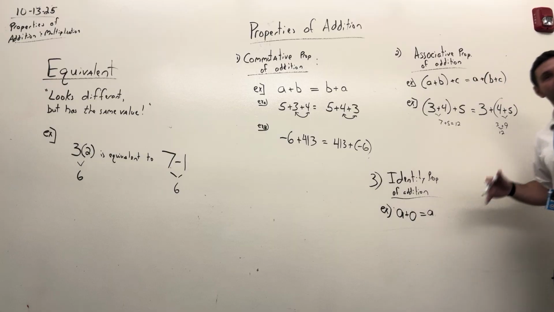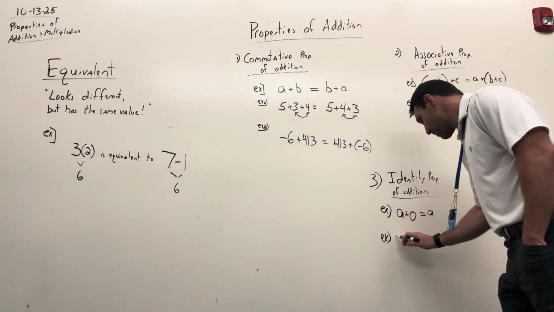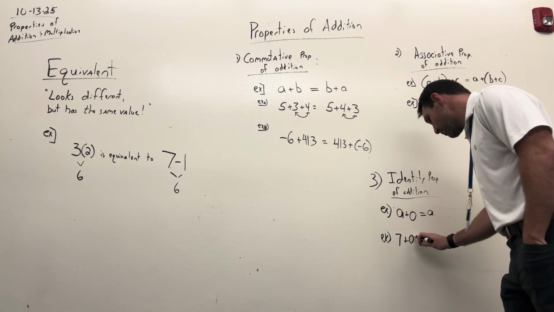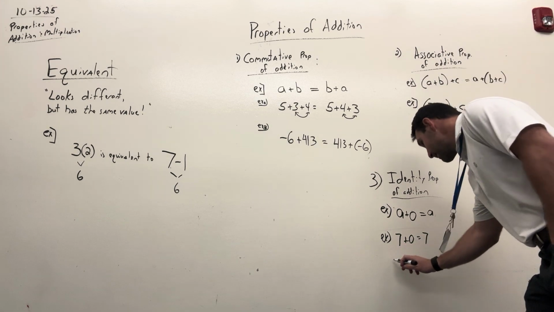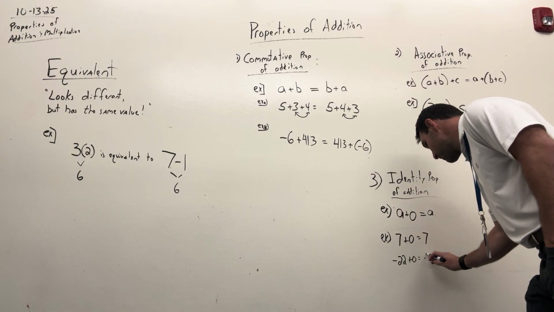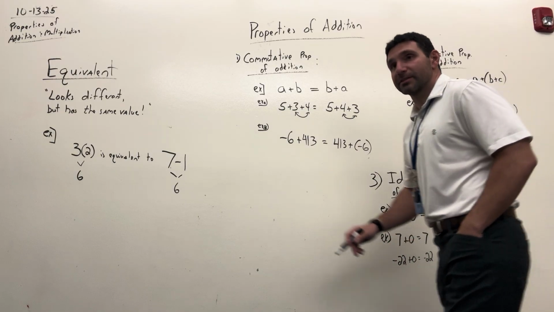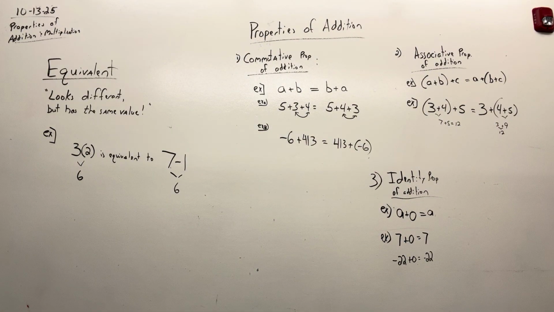A plus 0 will always equal A. So if I have numbers, 7 plus 0 equals 7. Negative 22 plus 0 equals negative 22. Those are the additive identity properties. Questions so far?